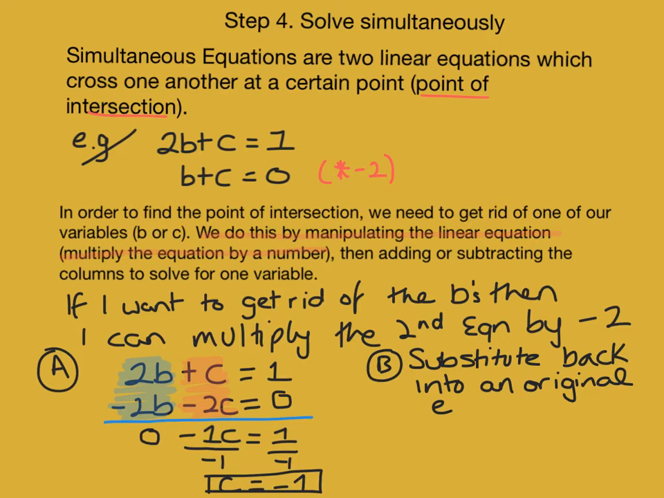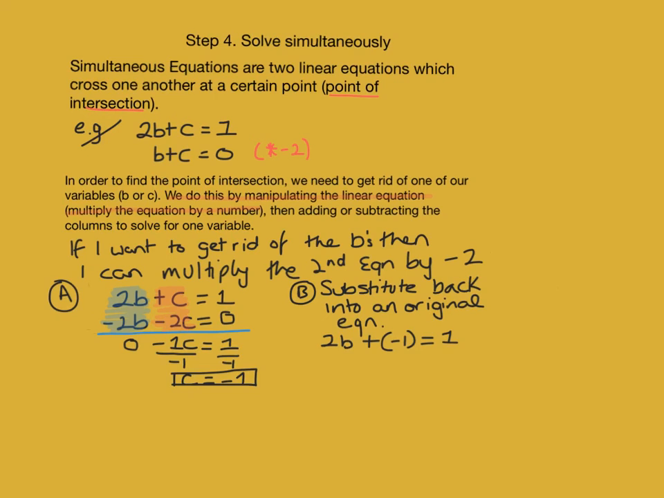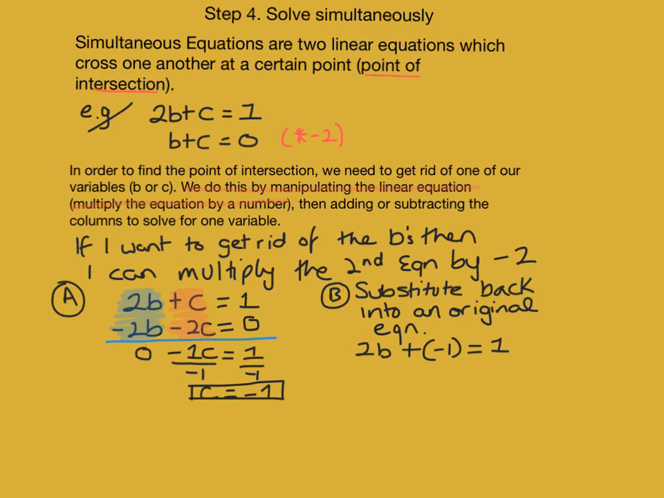We're not going to look at the equation that I manipulated. EQN is just equation. I'm going to look at one of these two original equations. I'm just going to take the top one. I always tend to take the top one; I could take the second one, it makes no difference. So I have 2b, plus, and instead of c I have -1, equals 1. So then I have 2b -1 equals 1.